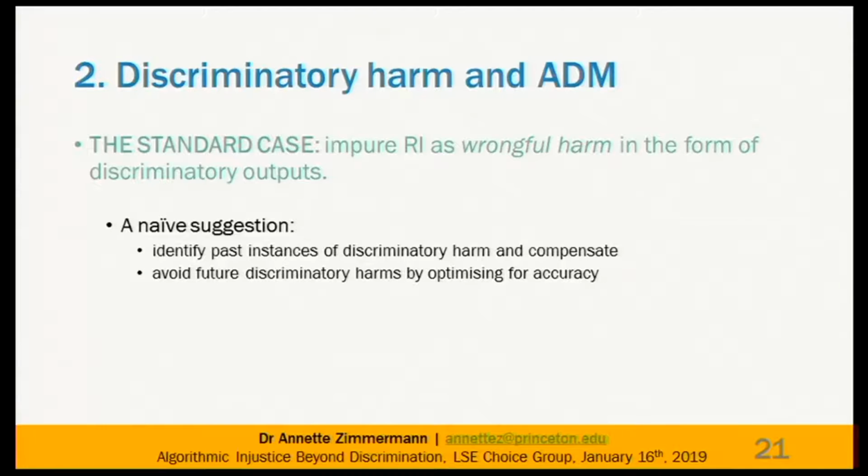So you might think, well, how do I deal with the standard case? You could say, let's try to recognize these instances of discriminatory harm that have already happened, and let's compensate for those. And then let's try to improve the accuracy of these algorithms to avoid future discriminatory harm. I call this a naive suggestion because it seems obviously naive to me, but I've encountered this potential solution many times at computer science conferences, so it seemed sufficiently non-obvious to put it up there.